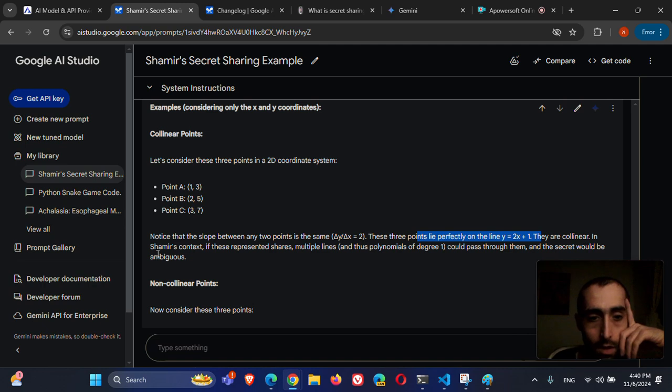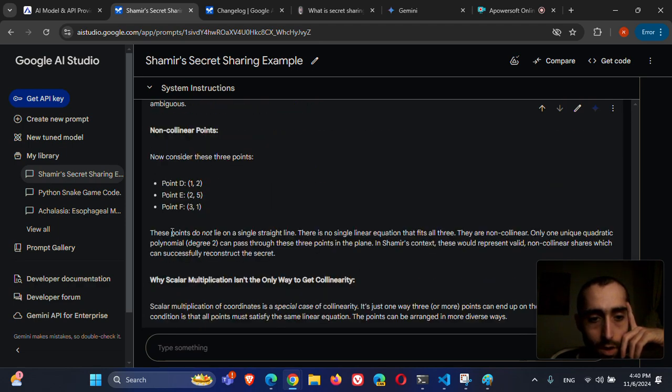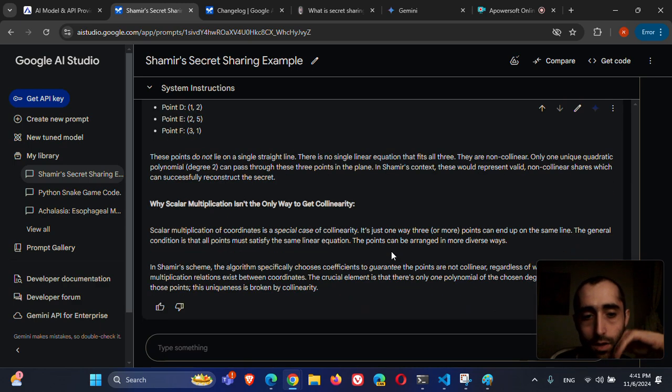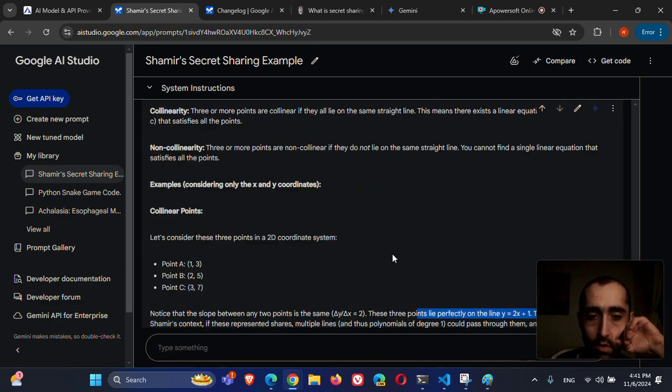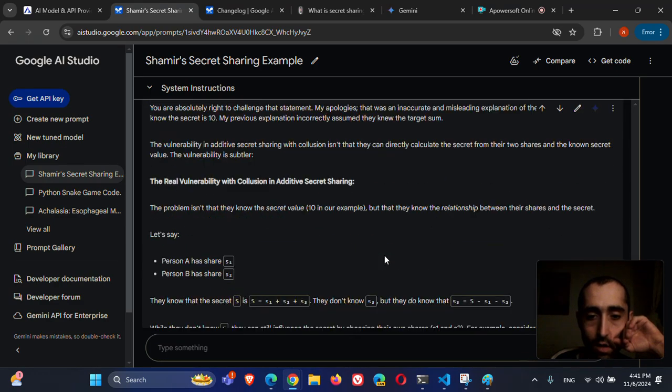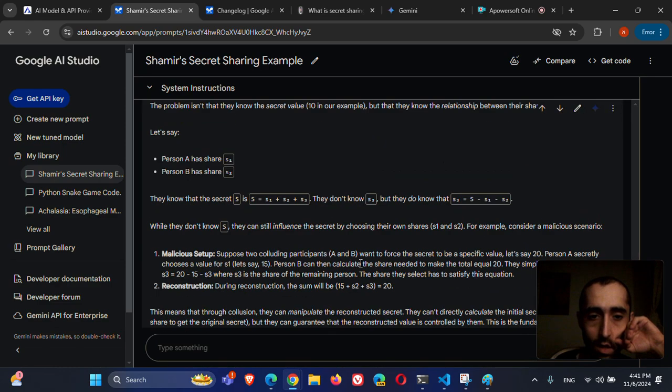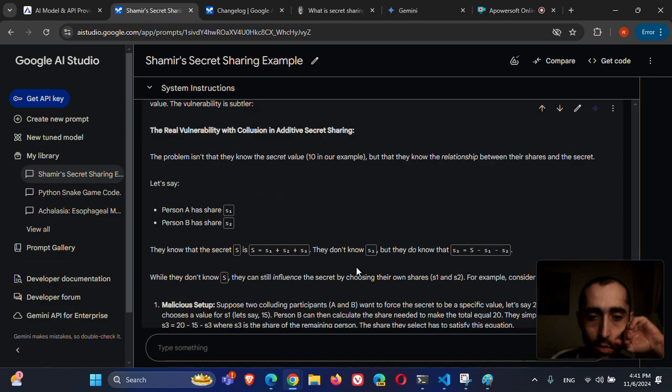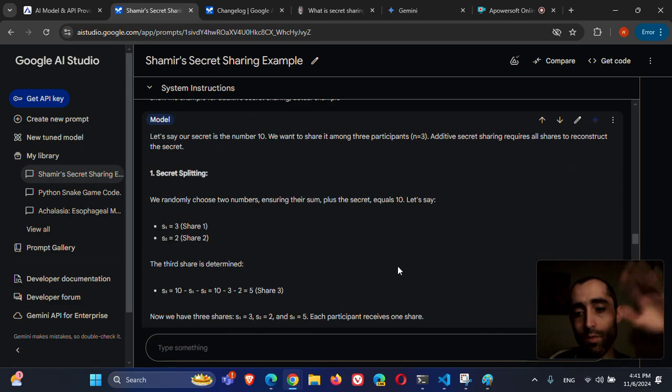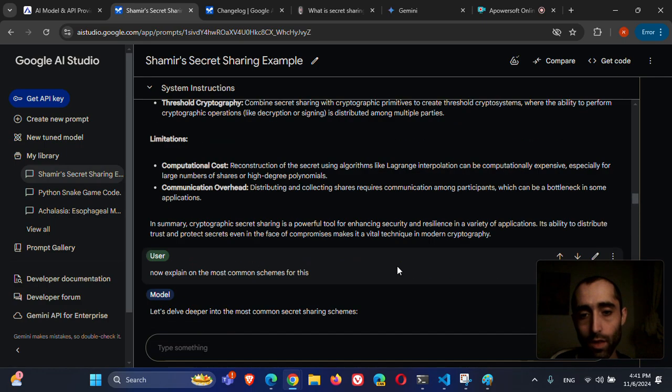Not only that, in the Shamir context, if they represent shares, multiple lines could pass through them and the secret would be ambiguous. Non-collinear means these points do not lie on a single straight line. There is no single line equation that fits all 3. They are non-collinear. Only one unique quadratic polynomial can pass through these 3 points in this plane. So we need to take non-collinear points, because if we take collinear points, we may cause something ambiguous. Okay, so this was about the Shamir scheme and the additive scheme for secret sharing.